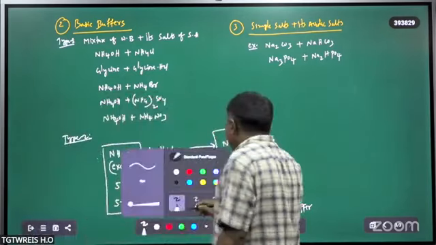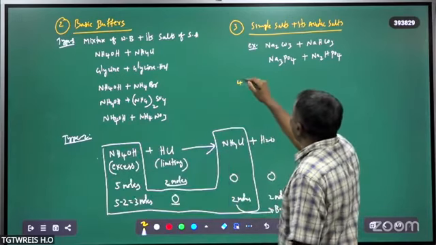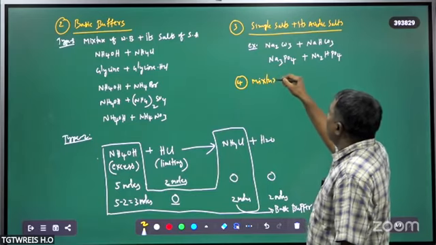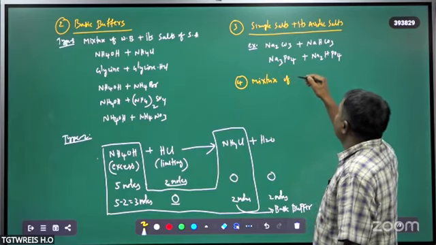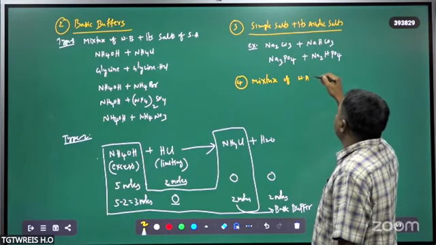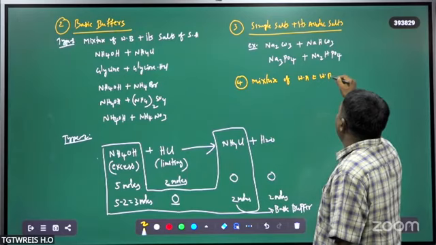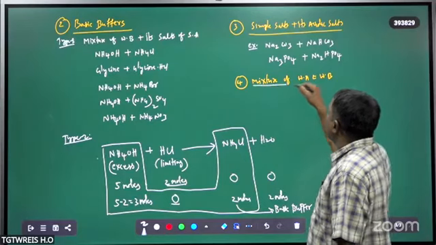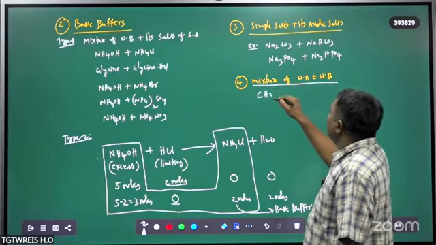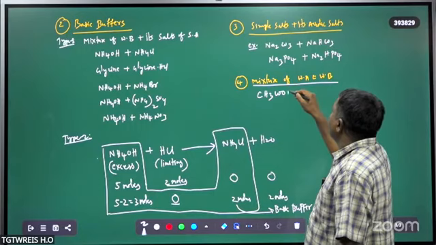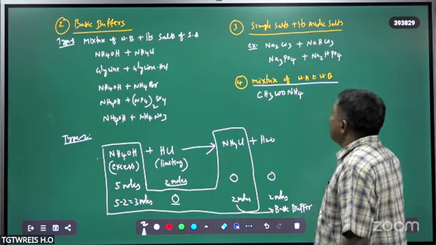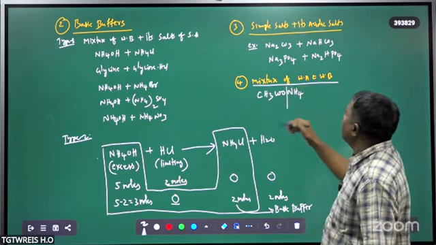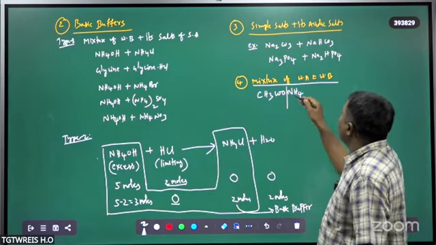And the next is one more type, that is the mixture of weak acid and weak base. For example, you take the CH3COONH4. So in this we have what now? One part is the weak acid conjugate, the other part is the weak base conjugate.